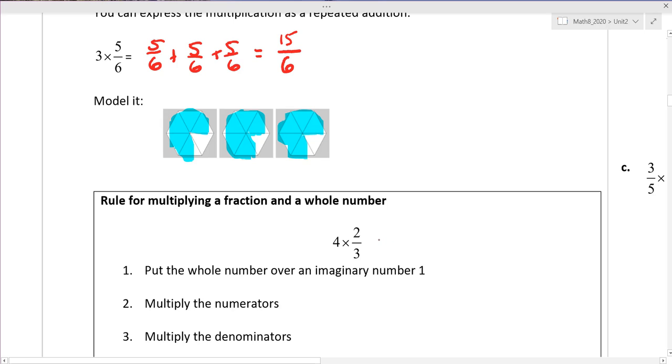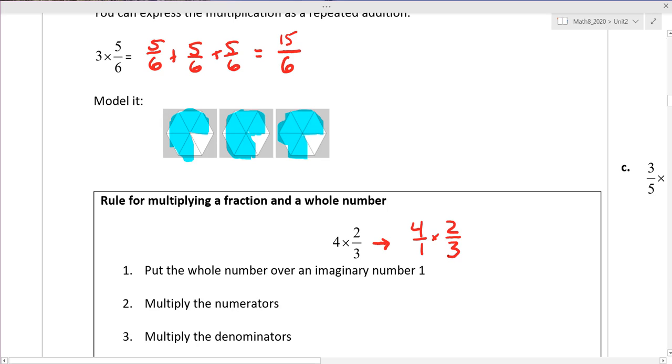But when multiplying, what we do is, if you have a whole number, we want to rewrite that whole number as a fraction. So we put that 4 over an imaginary 1. For example, in this one, we go 4 over 1, because it means the same thing. 4 over 1, or 4 divided by 1, is equal to 4. But now it's written as a fraction, and it makes the math a little bit easier.